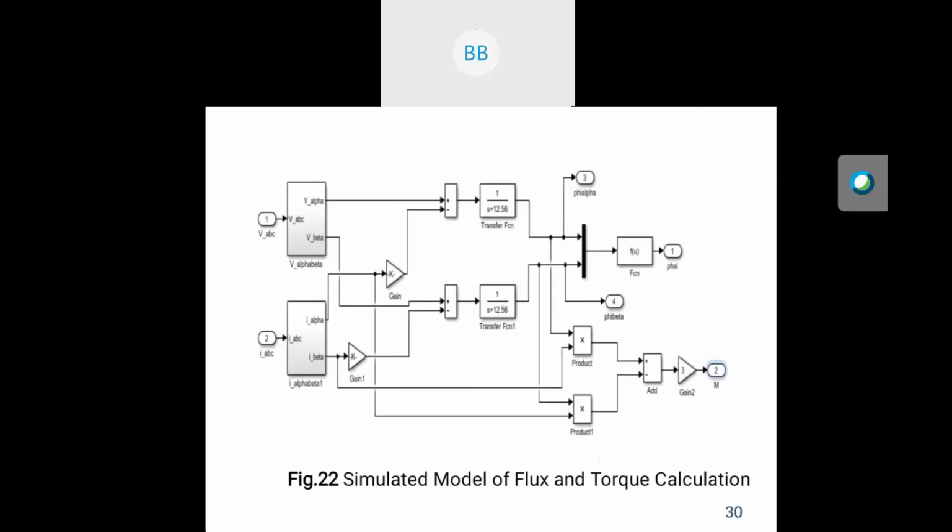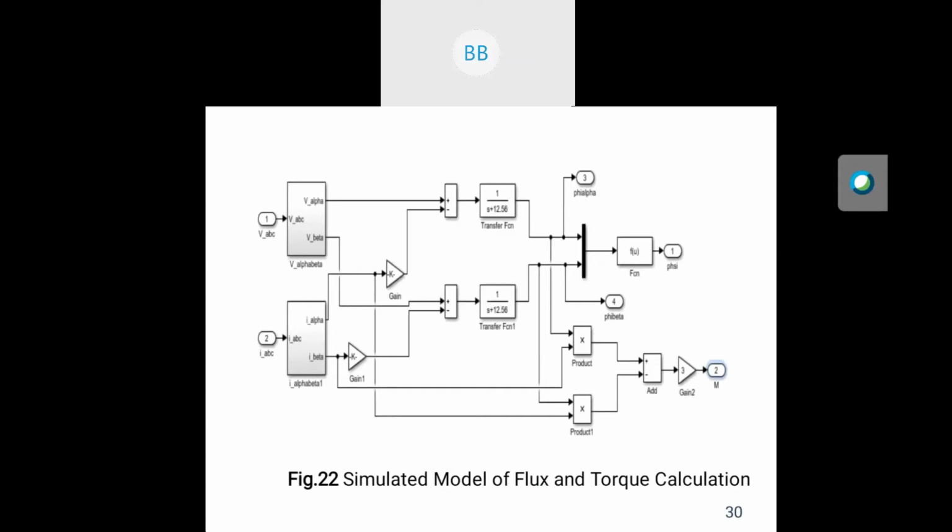After that, figure 22. This figure 22 shows the simulated model of flux and torque calculation. This model is done by using equations of psi alpha, psi beta, and flux and torque equations. The equation of psi alpha is integration of Vs alpha minus Rs Is alpha into dt. Vs alpha is the stator voltage in alpha axis, Rs is stator resistance, and Is alpha is stator current in alpha axis. And psi beta is integration of Vs beta minus Rs into Is beta dt.